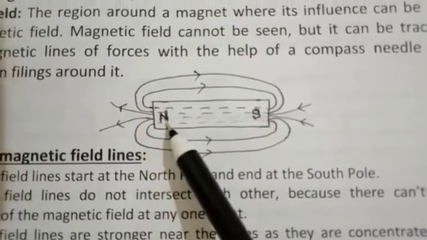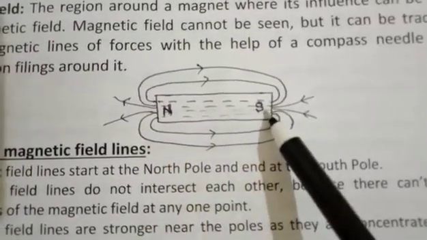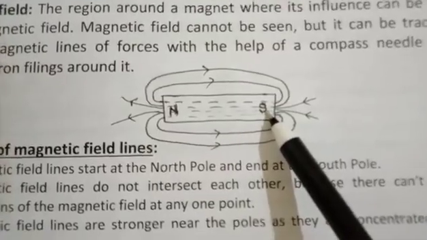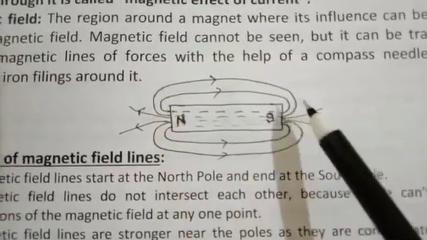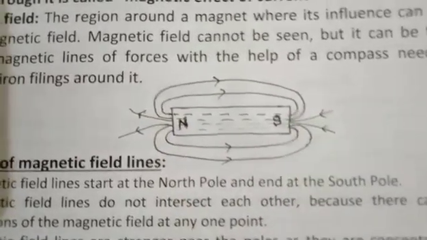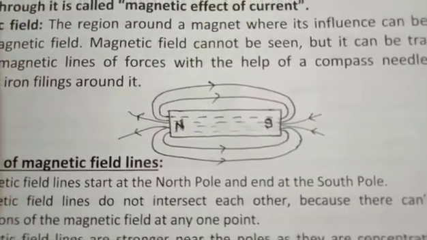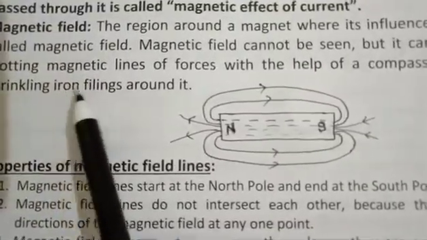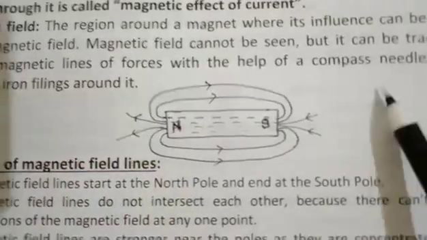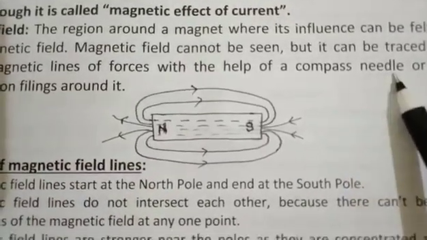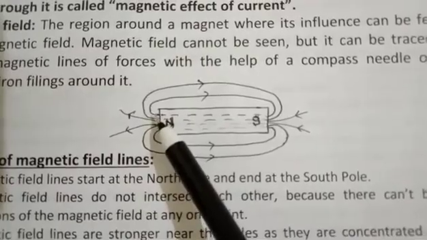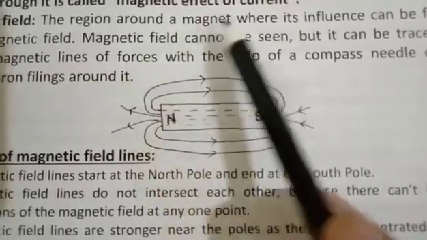This is the north pole of the bar magnet. This is the south pole of the bar magnet. So these lines are invisible lines. We cannot see them. We can trace them with the help of sprinkling iron filings around it or with the help of compass needle, and we have these boundaries extended till infinity.